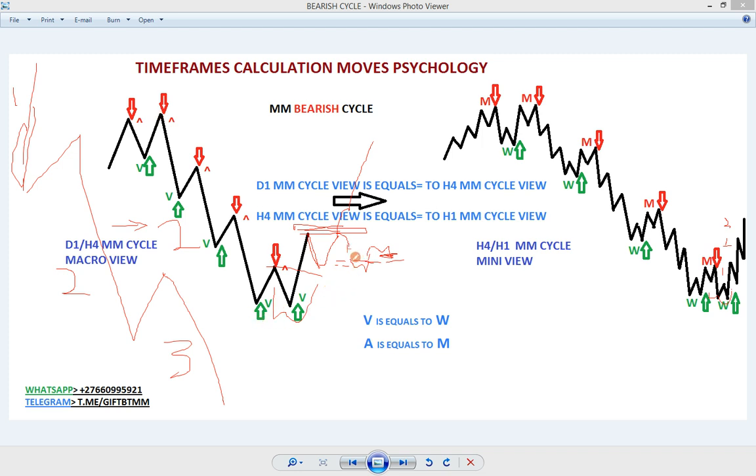the continuation of the weekly cycle in line with the daily cycle levels. And then we know that we're gonna have one week of drop, which is equal to 3 days of drop on H1.